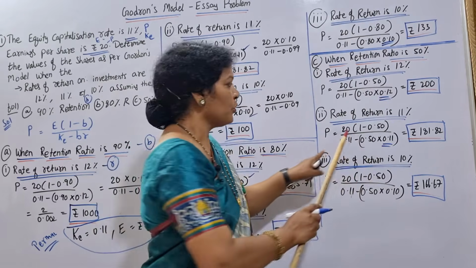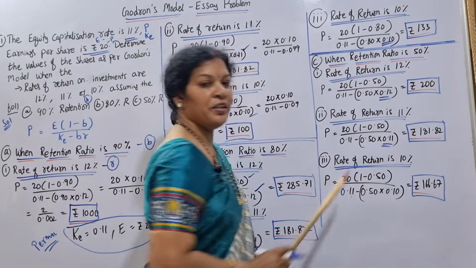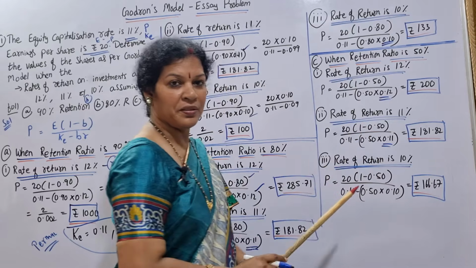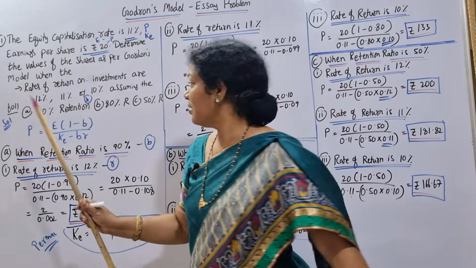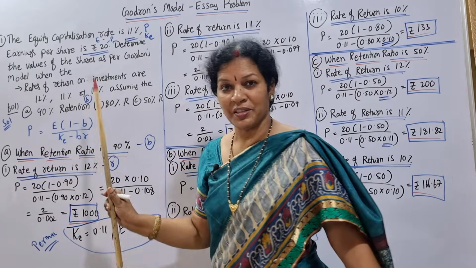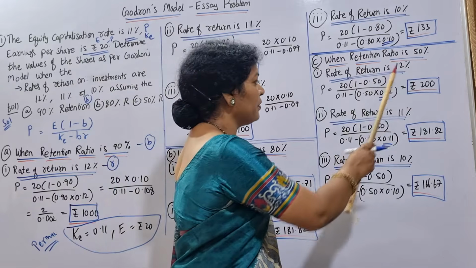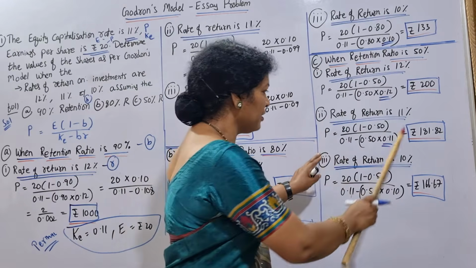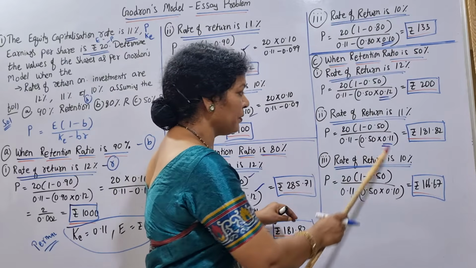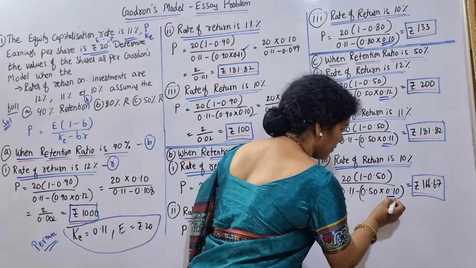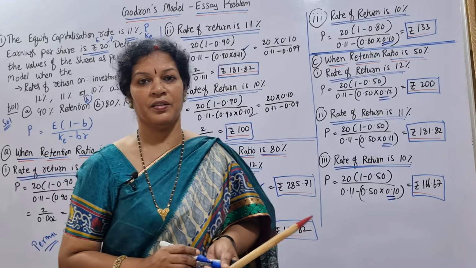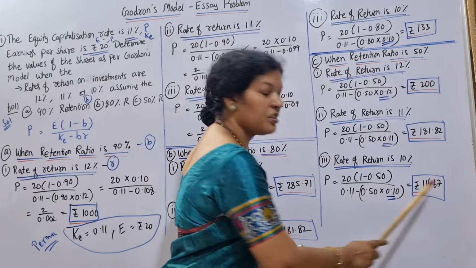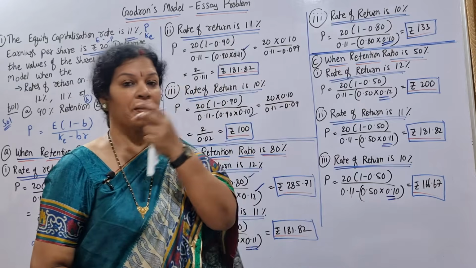So if you do the calculation, you are getting 181.52. Third case, rate of return is 10%, right? 12%, 11%, 10%. If it is 10%, instead of 11%, we are writing here 10%. Are you getting it? So that you are getting 166 rupees 67 paisa.